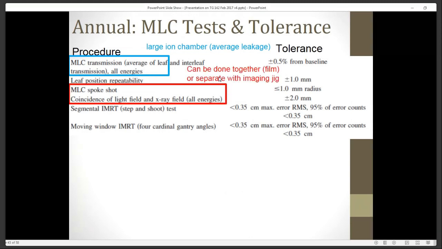The MLC spoke shot and coincidence of light field and X-ray field can also be done together with film, or separately with an imaging jig for the coincidence of light and X-ray field. Leaf position repeatability and segmental IMRT step and shoot tests can be done maybe with a portal imager or some sort of an array that measures your fluence to test some of those things, or film.